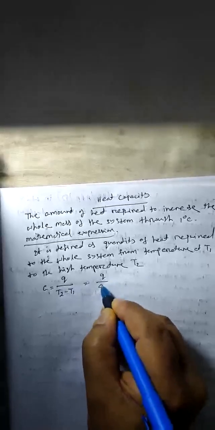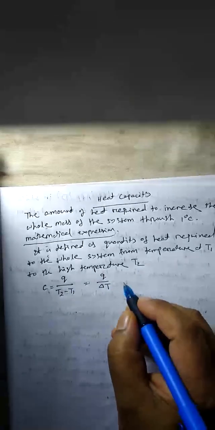That means my formula is C is equal to Q. Q means the quantity or amount of heat required. Temperature, low temperature to high temperature, T1 to T2. Always we subtract final minus initial. Final temperature is T2, so T2 minus T1. That means C is equal to Q by delta T. If we take a very small change in heat, C is equal to dQ by dT.